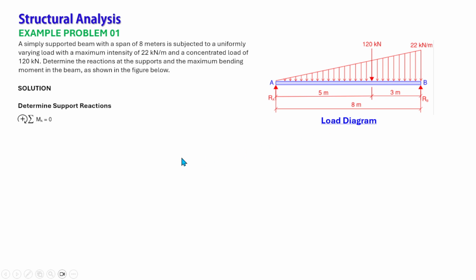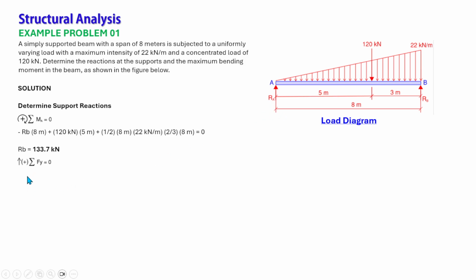we'll have a counterclockwise RB, which is minus RB times the 8 meter span, plus the concentrated load, downward counterclockwise, 120 kilonewton times 5, plus the clockwise triangular load, which is 1/2 times 8 meters times 22 kilonewton per meter, the intensity of the load, times 2/3 of the span, which is 8 meters, and that is equal to 0. So RB is equal to 133.7 kilonewton.